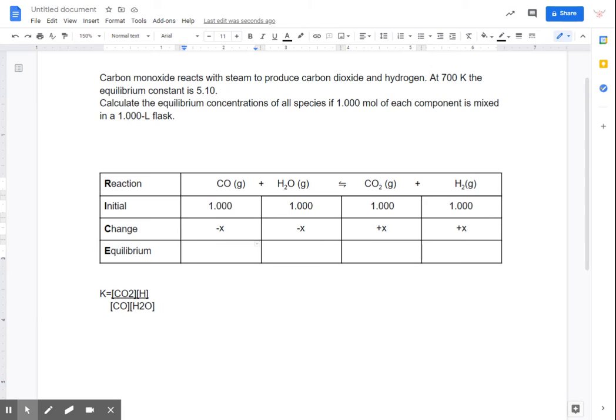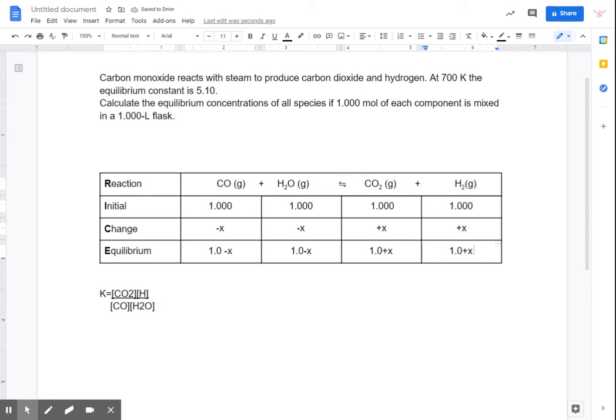So then when we get down here, this will be 1.0 minus x. This will be 1.0 minus x. This will be 1.0 plus x. And this will be 1.0 plus x.